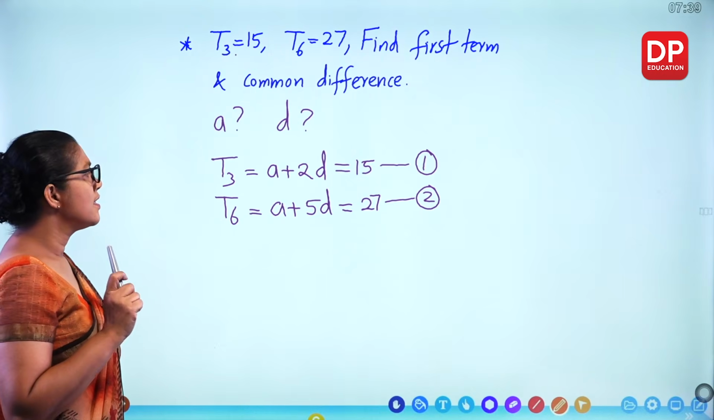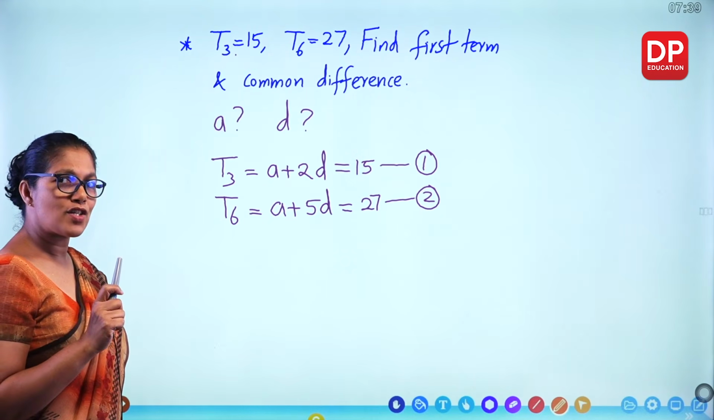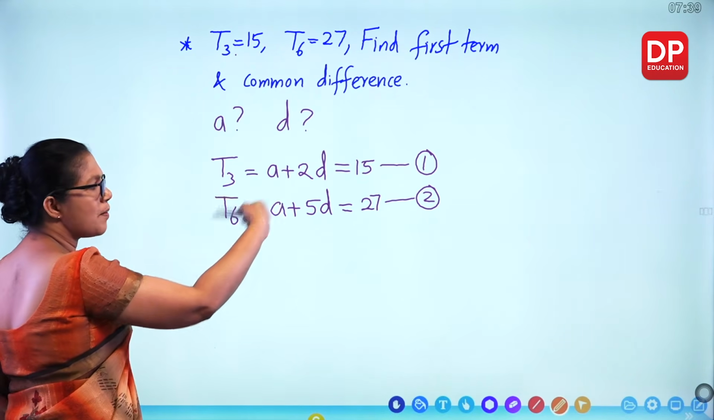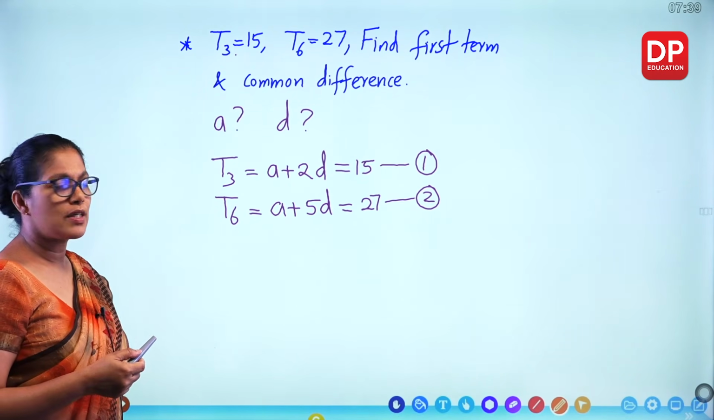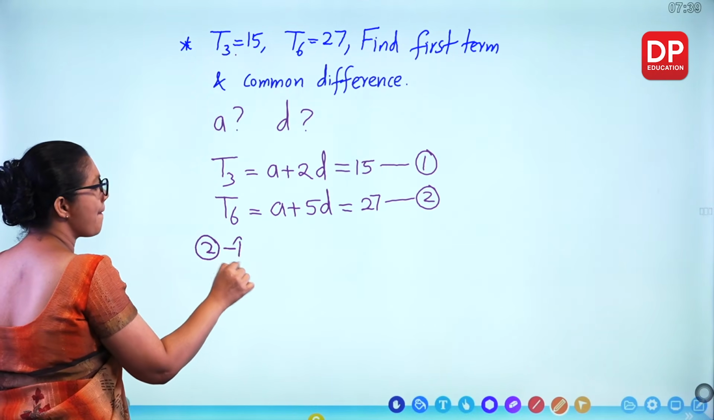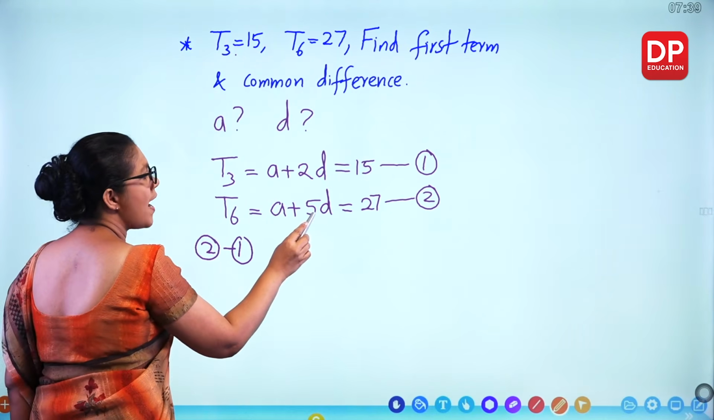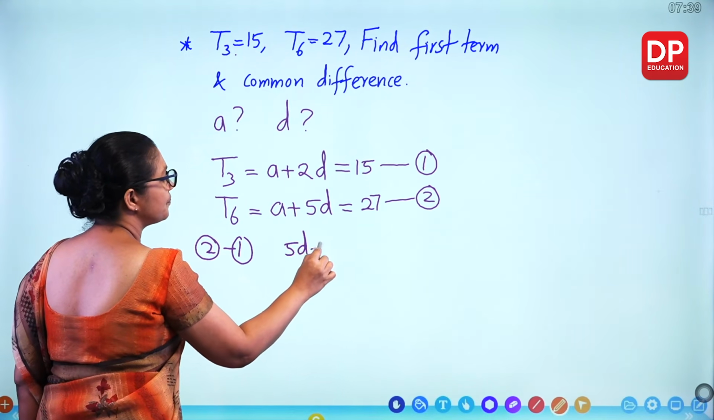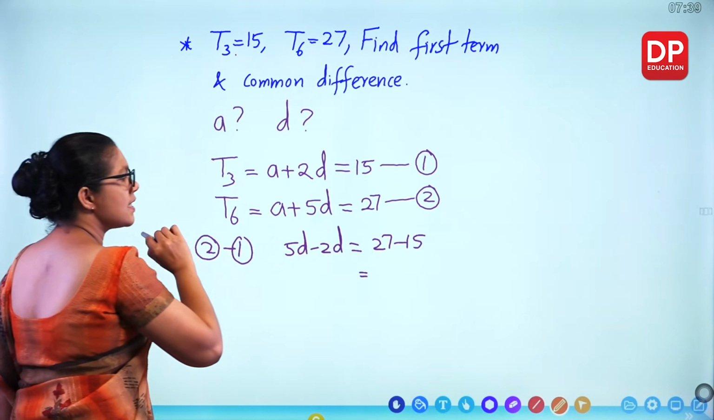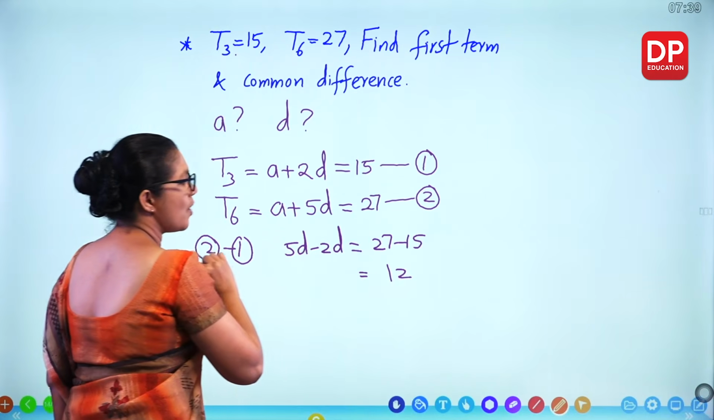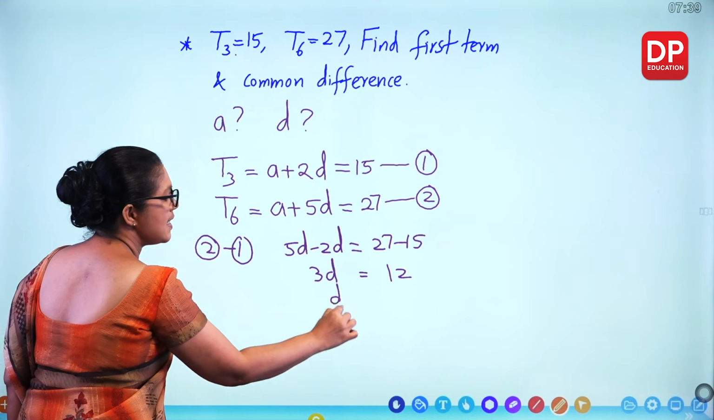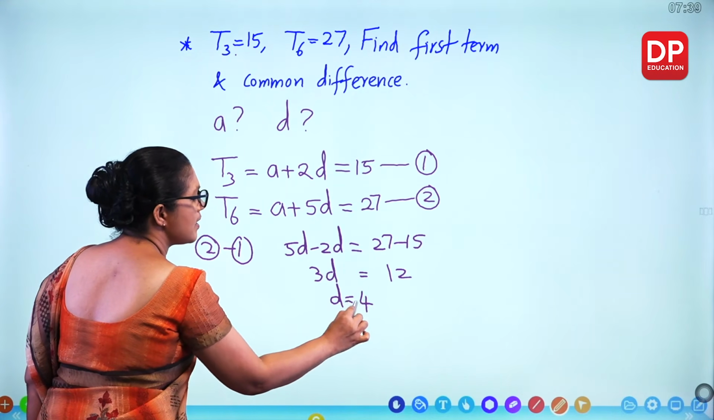Two unknowns and two equations, simultaneous equations. So how can we solve that? Coefficients are equal here. So when you subtract, one term gets cancelled out. So we'll subtract. I'll take 2 minus 1. A gets cancelled out. 5D minus 2D is equal to 27 minus 15. What's the value? 12 you get here. 5D minus 2D is 3D. So what's D? Divide by 3, you get 4.